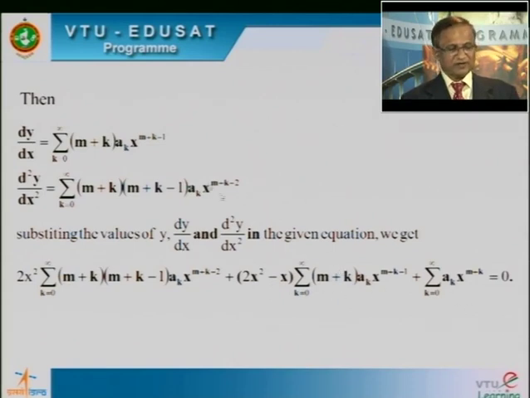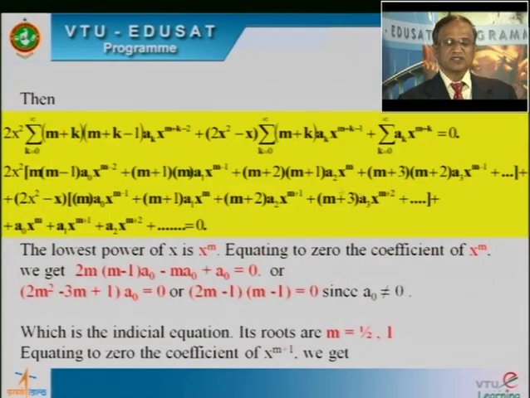So you know the value of dy by dx we have just obtained. It can be written as summation of (m plus k) ak x to the power m plus k minus 1, plus the value of y, the assumed solution, summation of ak x to the power m plus k, is equal to 0. Now in all the terms I want to replace k by 0, k by 1 and so on, in the equation 2x square d square y upon dx square plus (2x square minus x) dy by dx plus y is equal to 0.